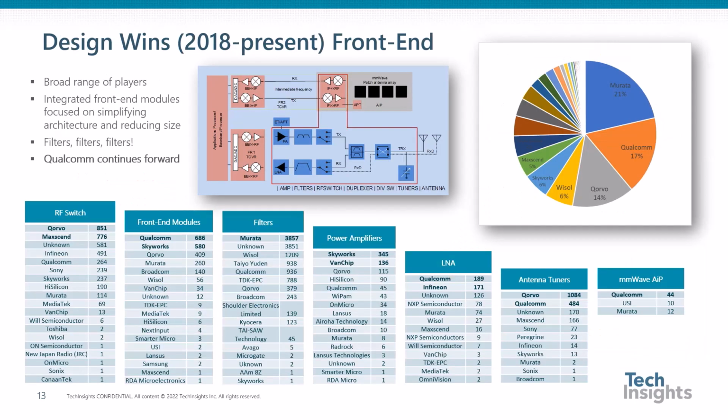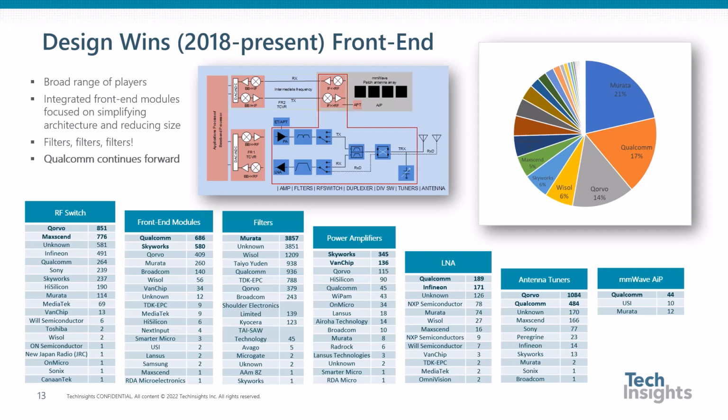The design wins that we are seeing in the front end of the phones we tear down are presented here. This was compiled from an extract from the BOM database on the Tech Insights platform for the years 2018 to present. This will include components from the conventional antenna up to but not including the RF transceiver. Millimeter wave AIPs will also be included here.